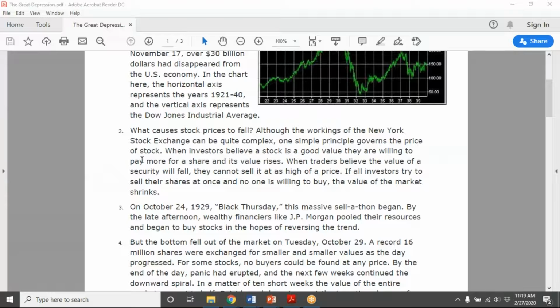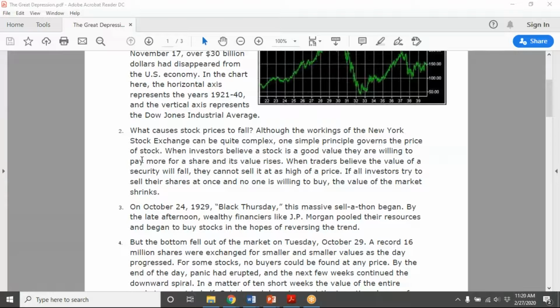What caused stock prices to fall? Although the workings of the New York Stock Exchange can be quite complex, one simple principle governs the price of stock. When investors believe a stock is a good value, they are willing to pay more for a share and its value rises. When traders believe the value of a security will fall, they cannot sell it at as high a price. If all investors try to sell their shares at once and no one is willing to buy, the value of the market shrinks. Okay, thank you.